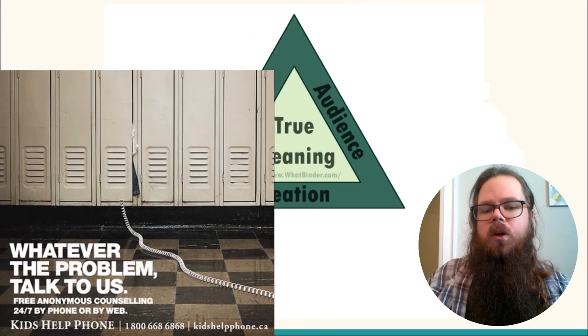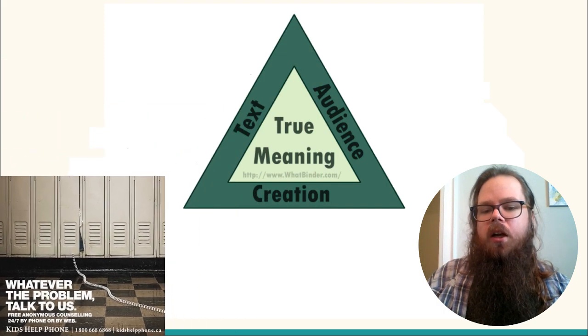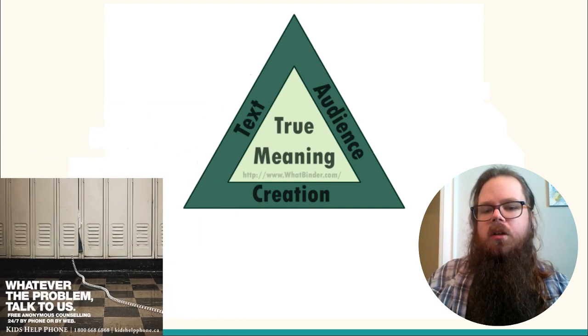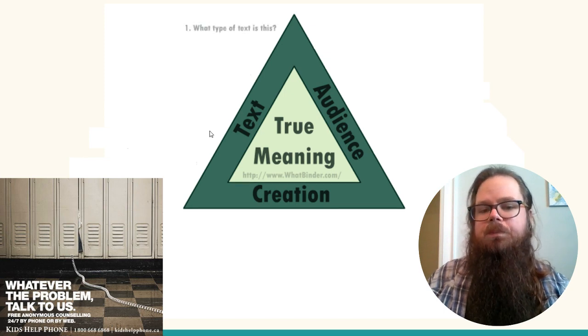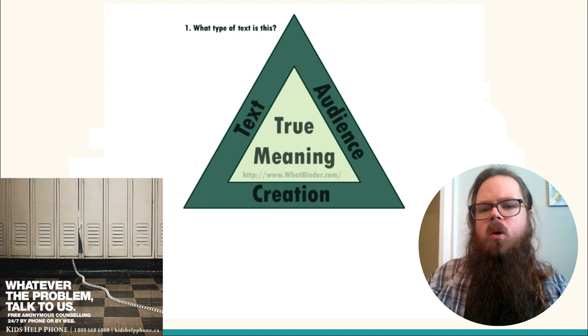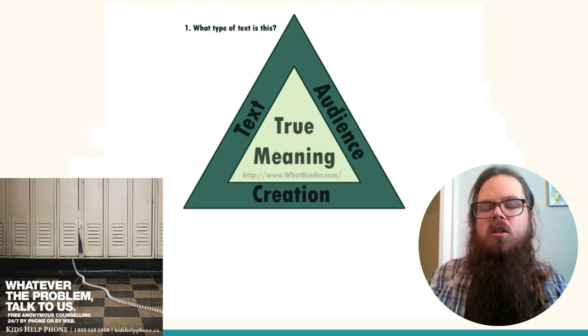This image is going to be the text that we use as we guide our way through the media triangle to discover the true meaning of this text. So first, what type of text is this? Well, we know that this is a poster. It's the type of thing you might find on a school wall, or in a classroom, or in the mall. There's all sorts of places you might find this taped up. It's meant to be large and visual and get attention.